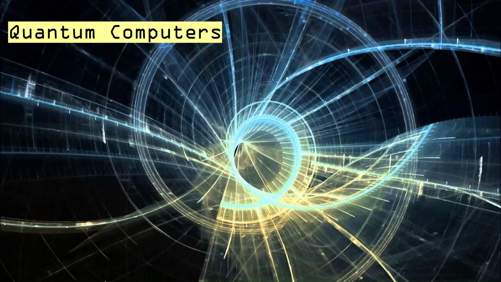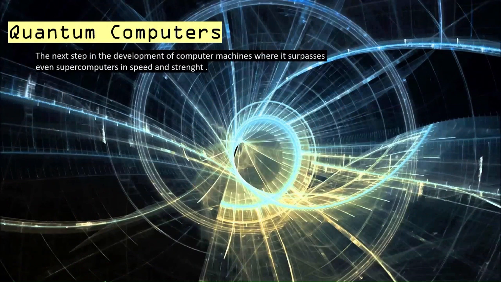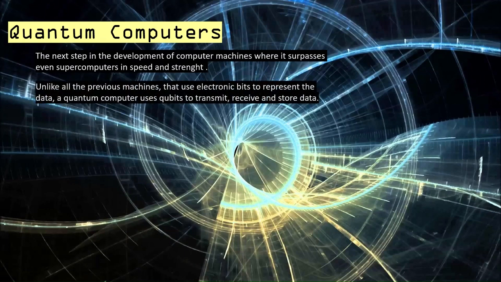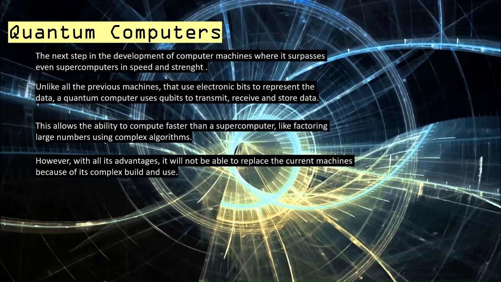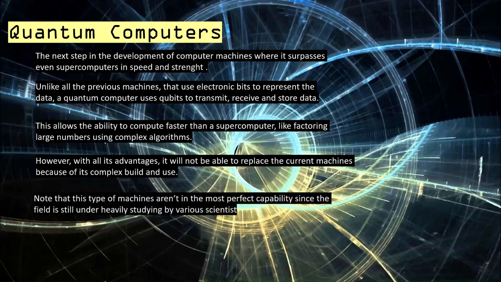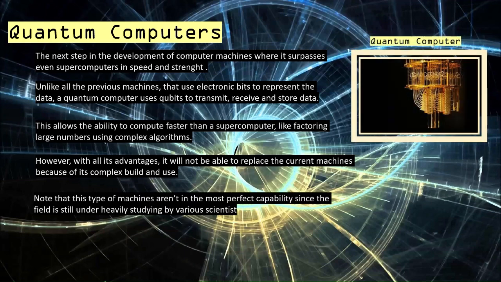So, what are quantum computers? It is the next step in the development of computer machines, where it surpasses even supercomputers in speed and strength. Unlike all the previous machines that use electronic bits to represent the data, a quantum computer uses qubits to transmit, receive, and store the data. This allows the ability to compute faster than a supercomputer, like factoring large numbers using complex algorithms. However, with all its advantages, it will not be able to replace the current machines because of its complex build and use. These machines aren't at their most perfect capability, since the field is still under heavy study by various scientists. On the right here we can see how a quantum computer looks at the current moment.